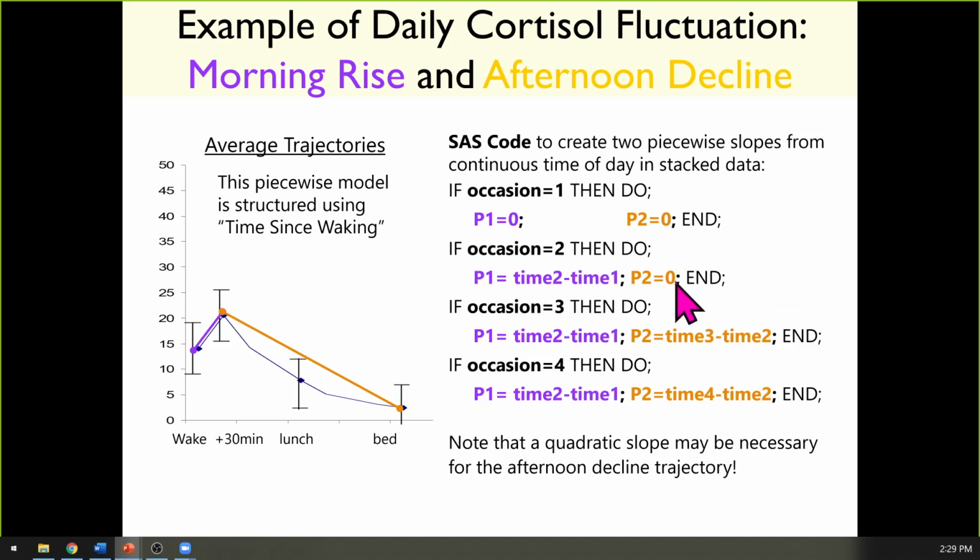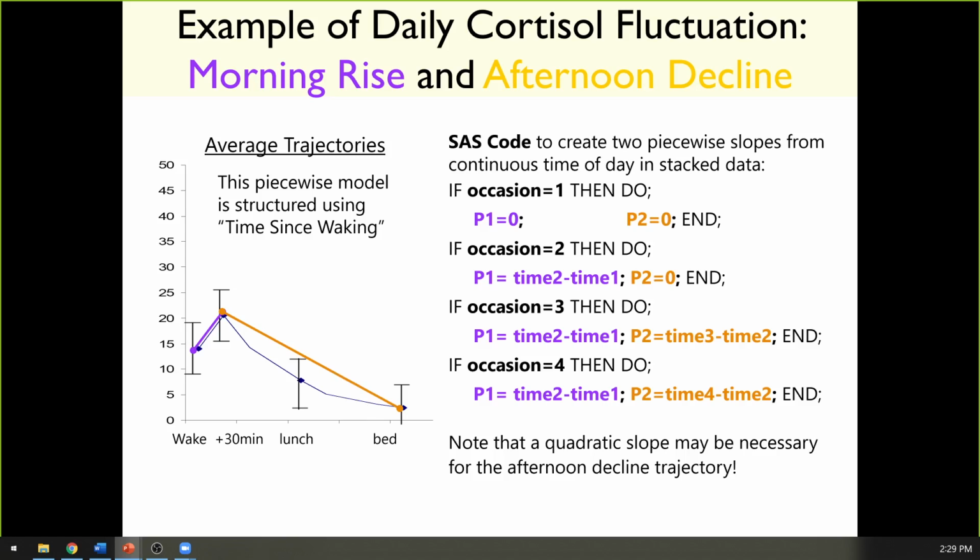The second slope isn't active yet. The second slope then kicks in at the second occasion and measures how much time has passed relative to the second occasion at each subsequent occasion, whereas the first slope shuts off at the first occasion. So then putting it together, the purple line, that first variable, measures the change from time 1 to time 2, and the orange variable measures the change from time 2 to 3 to 4. But if you look at this line here, does it look like this straight line would be a good fit for these data? Not really.